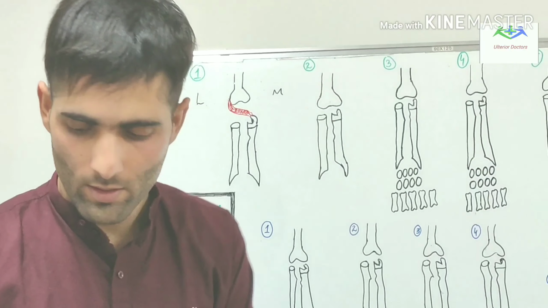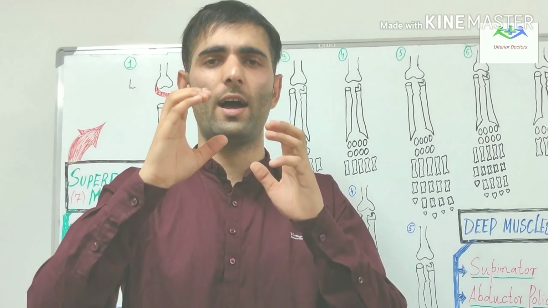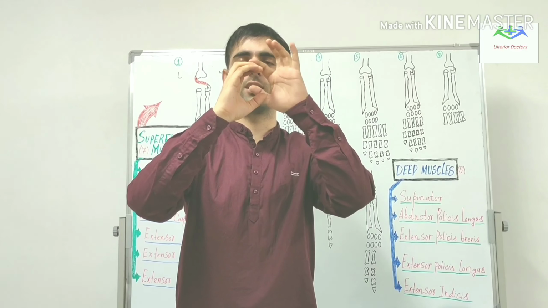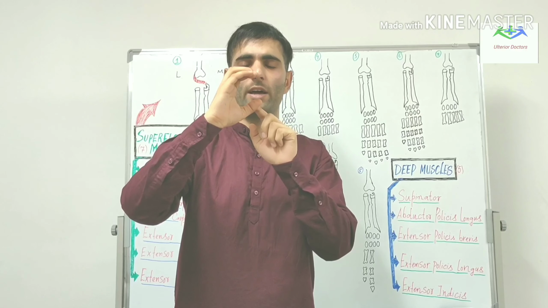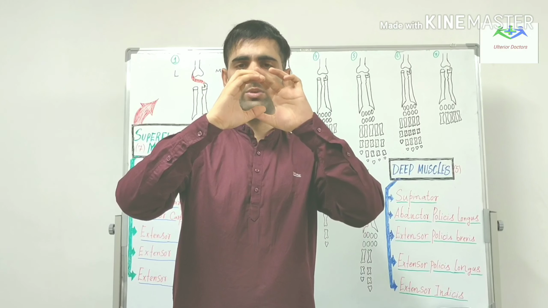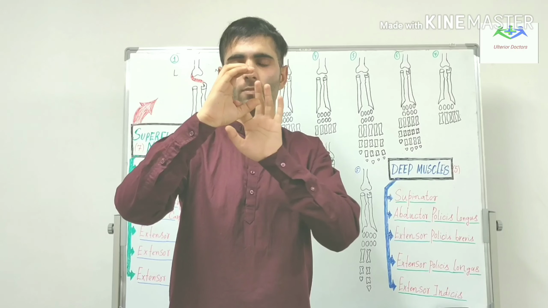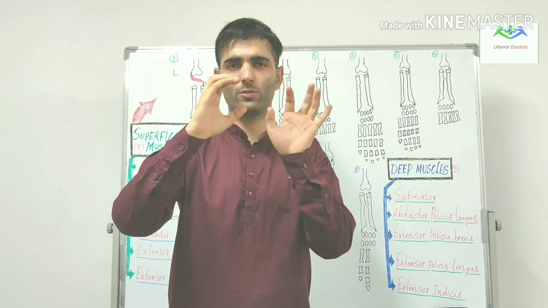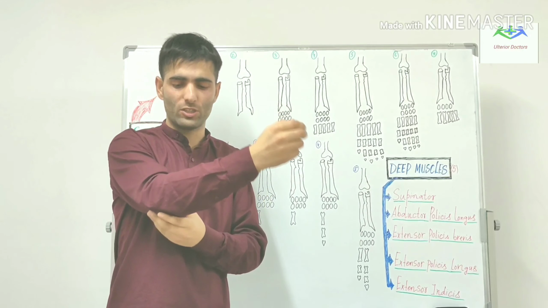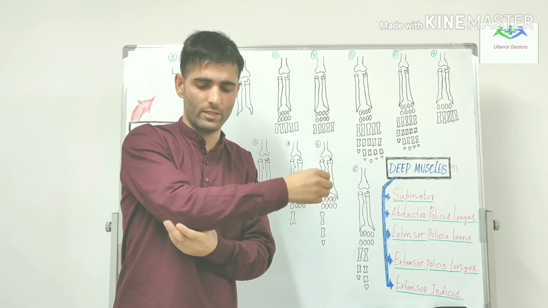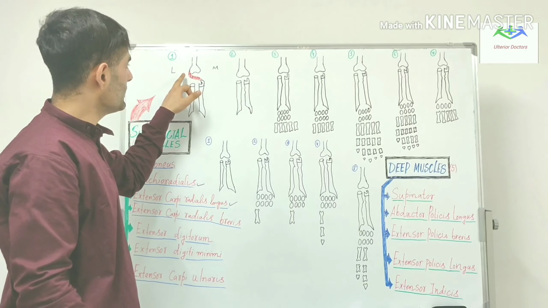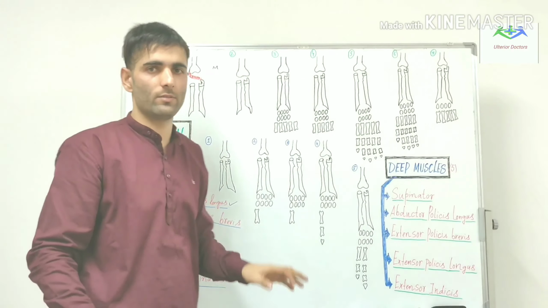Look, the ulna has two processes. The superior process is called the olecranon process and the inferior process is called the coronoid process. In between two processes there is a notch that is called trochlear notch, and the action of this muscle is the extension of the elbow joint, like this. This is the extension of the elbow joint. Means here you see that it crosses the elbow joint.